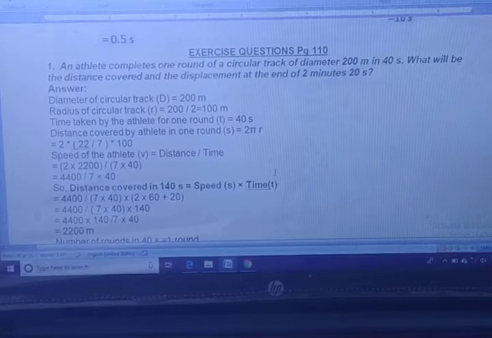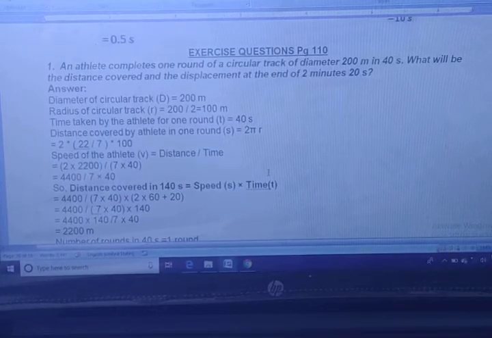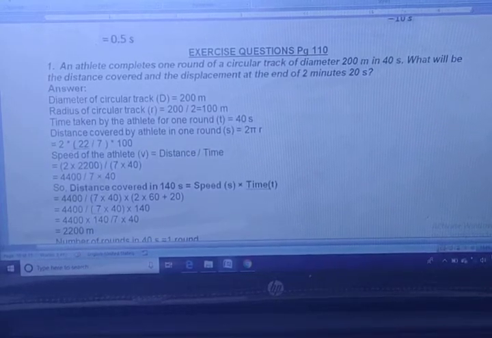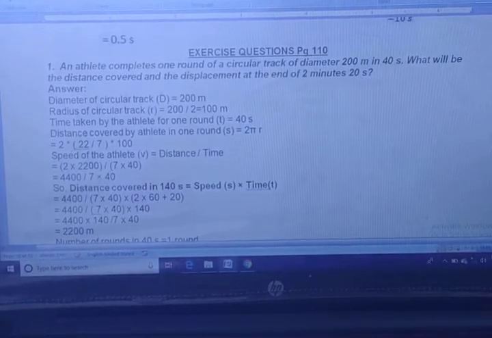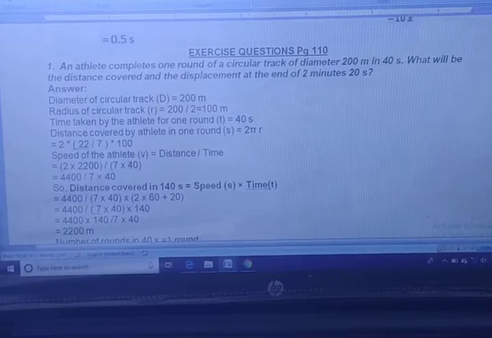So the distance covered by the athlete in one round is 2 pi r. The value will be 2 into 22 by 7 into 100, as r is 100. So here you can see the speed of the athlete is equal to distance upon time. So distance is 2 into 2200 and time is 7 into 40. So here you will get 4400 upon 7 into 40. 4 11s are 0, 0 cancel, 110 upon 7.